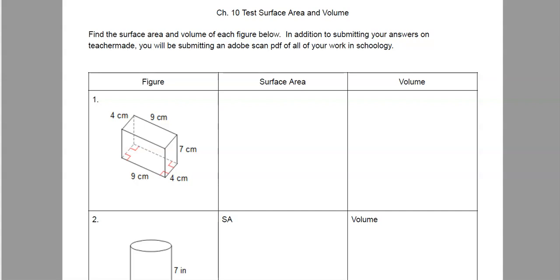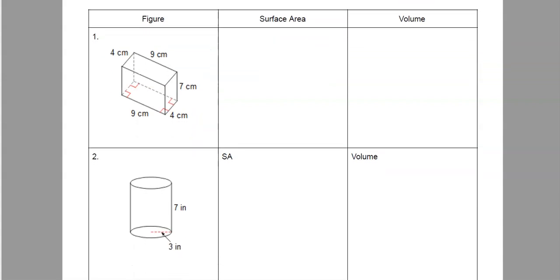All right, here we go, Chapter 10 test. Let's bust this out, surface area and volume. So number one, we have a rectangular prism. I like to just find all the sides that are kind of congruent to each other and put them together. So I'm going to start off with this right and left side.